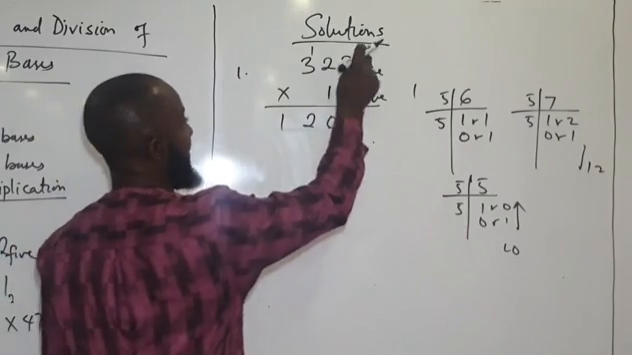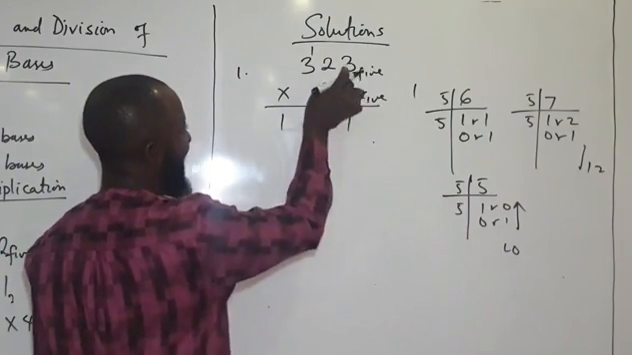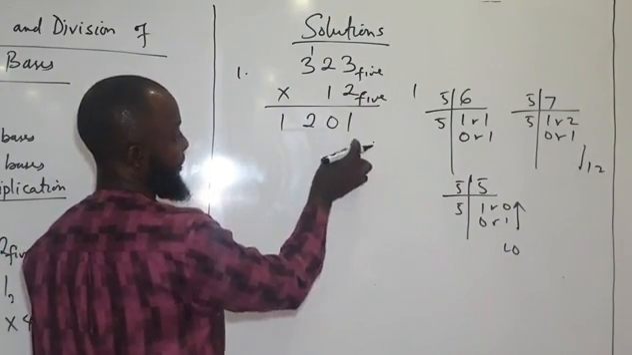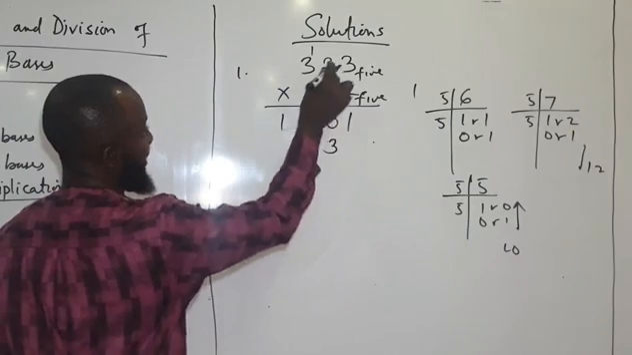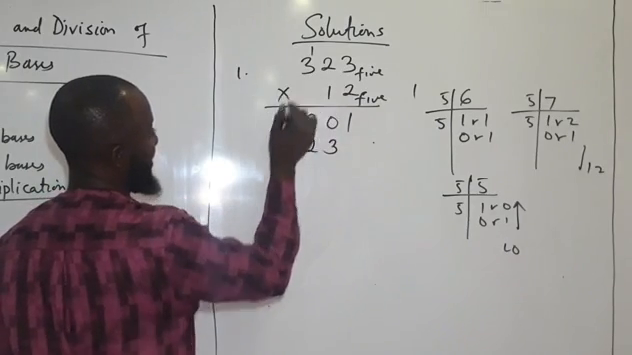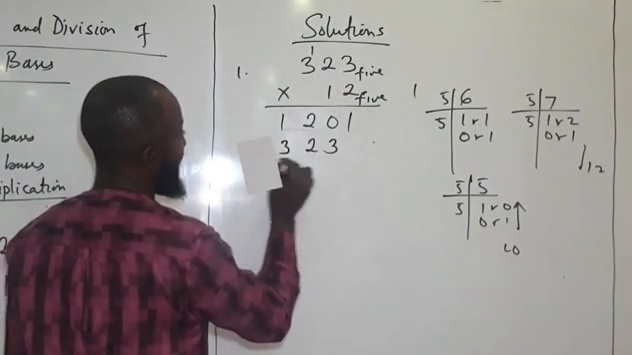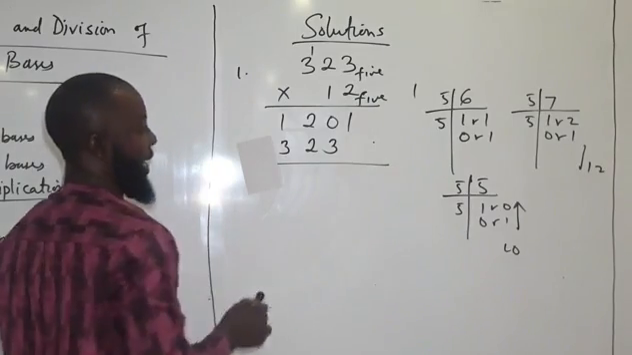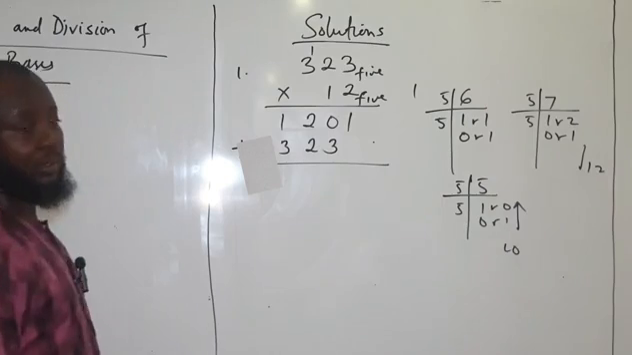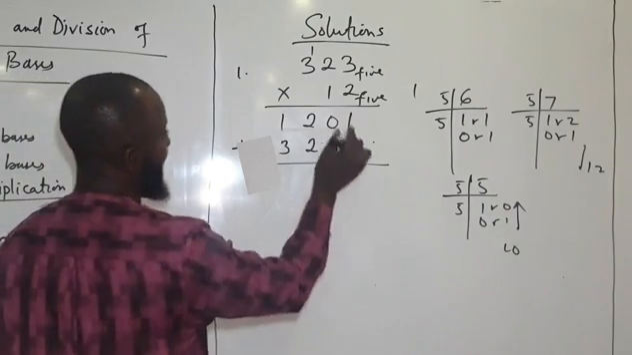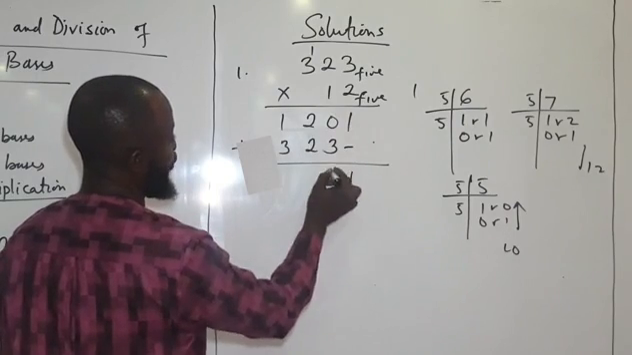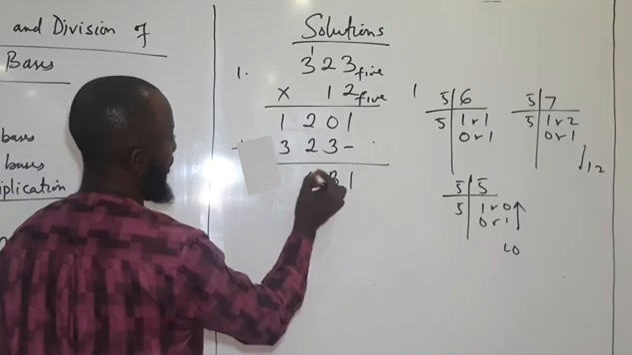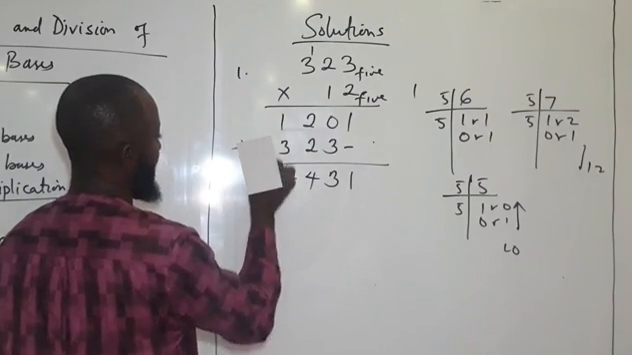So the next digit is 1. So 1 multiplied by 3. The answer will be written directly under 1, not here. So don't make that mistake. So 1 times 3 will give us what? 3. 1 times 2 gives what? 2. 1 times 3 gives what? 3. Then we add them together, right? So adding them, there's nothing here. This will be 1. This will be 3. This will be 4. This is also 4, and this is also 1.